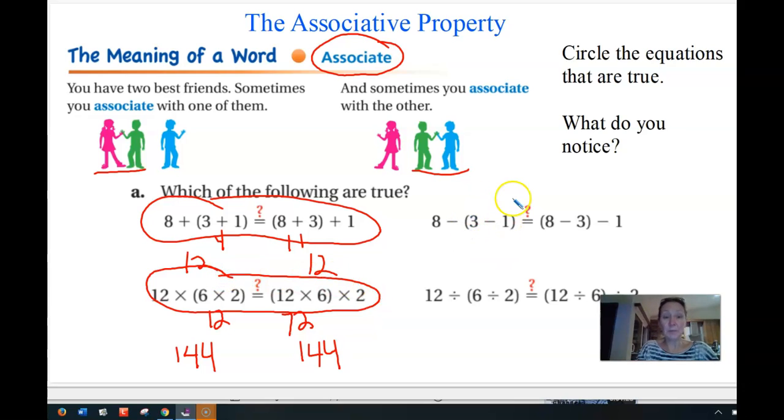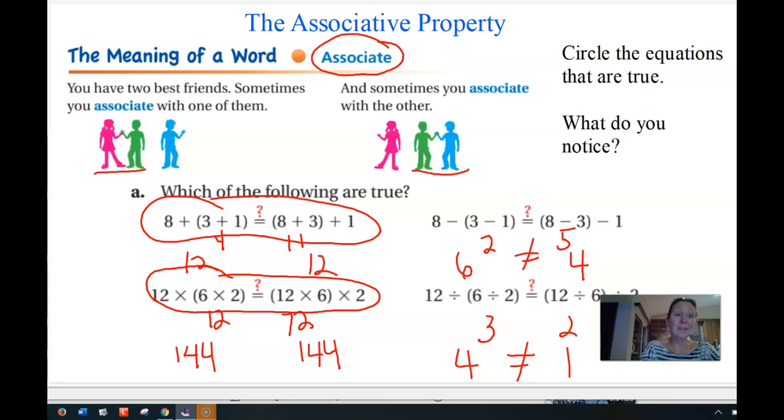Okay, now I'm going to start with parentheses here. 3 minus 1 is 2. 8 minus 2 is 6. 8 minus 3 is 5. And 5 minus 1 is 4. Uh-oh, 6 is not equal to 4. I'm not circling it. 6 divided by 2 is 3. 12 divided by 3 is 4. 12 divided by 6 is 2. 2 divided by 2 is 1. That also is not equivalent, so I'm not circling it.